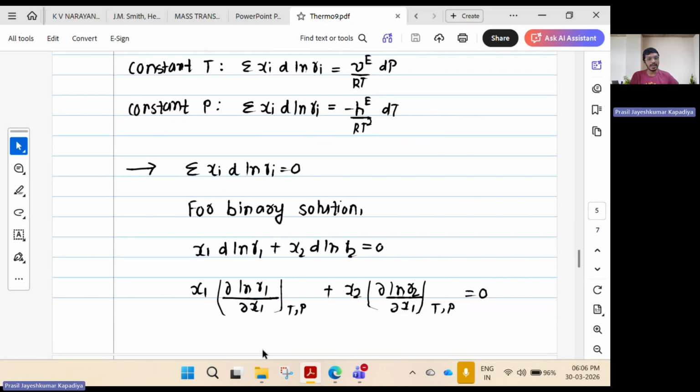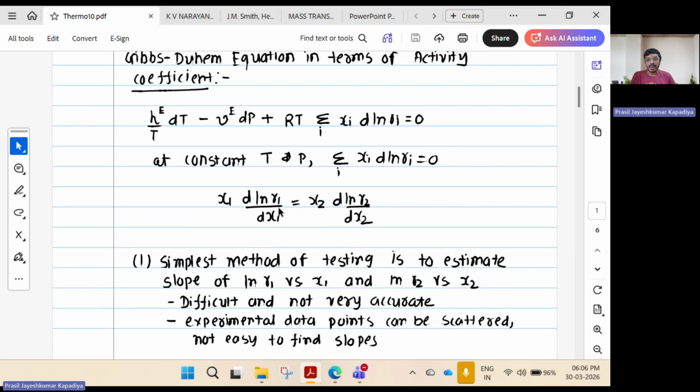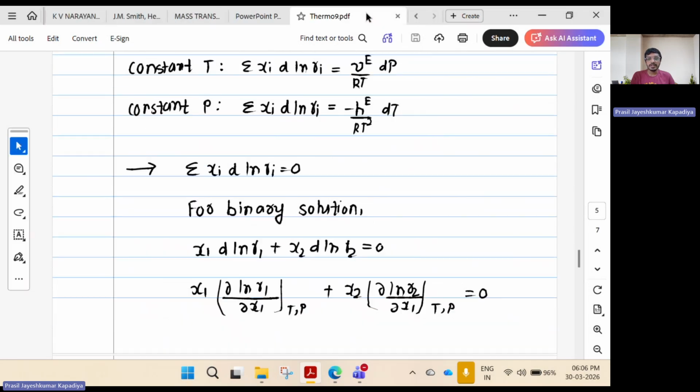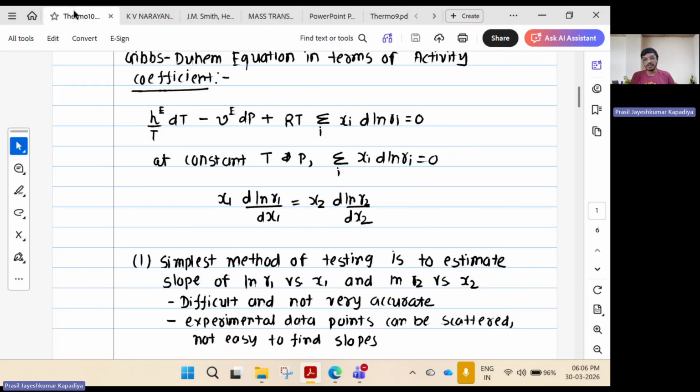x1 dln gamma 1 by dx1 is equal to minus x... There is a mistake here. I'm sorry for that. x1 dln gamma 1 by dx1 should be, it is correct: x1 dln gamma 1 by dx1 is equal to x2 dln gamma 2 by dx2.